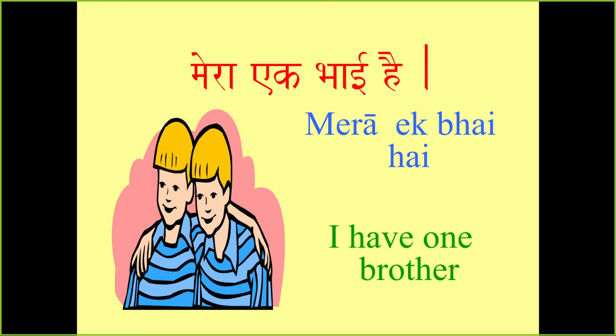Now ek is one. So if you had two brothers, how would you say that, Dhruv? The Hindi word for two is do. Now you won't say mera because now you're talking about two brothers, so it has to be plural. It will become mere do bhai hain. Repeat with me. Mere do bhai hain. This hai will have a little nasal sound, making it hain. So repeat with me again. मेरे दो भाई हैं.